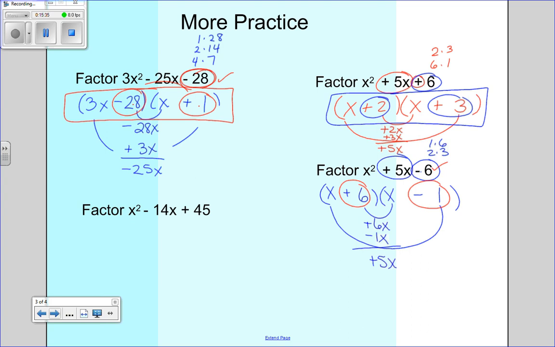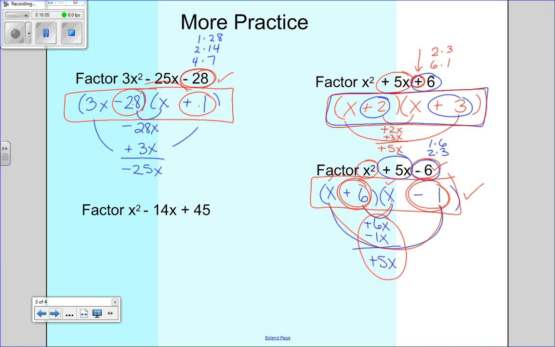So, first times first would be x squared. Outside plus inside is a plus 5x, and then last times last is a minus 6. That's how you check your work. This answer is x plus 6 times x minus 1, whereas up here, this plus made all the difference in the world, meaning it needed to be factored as x plus 2 times x plus 3.